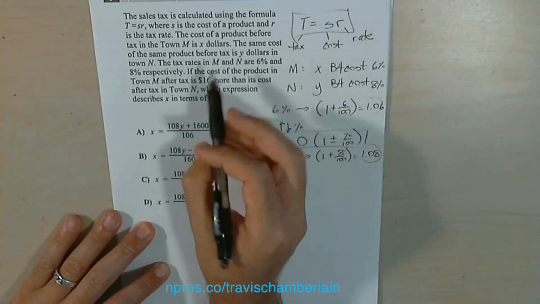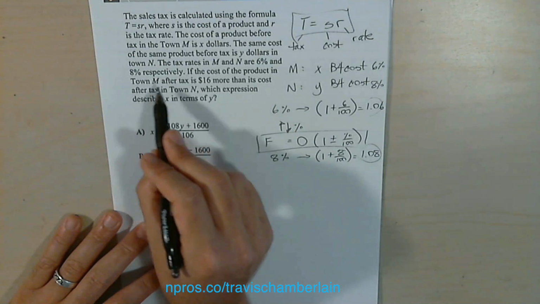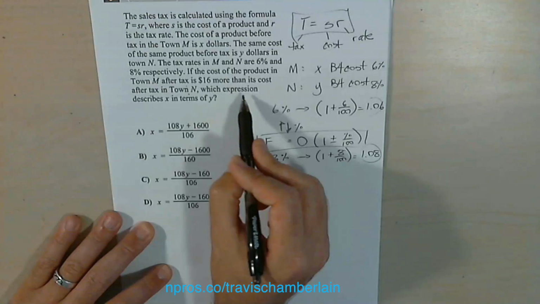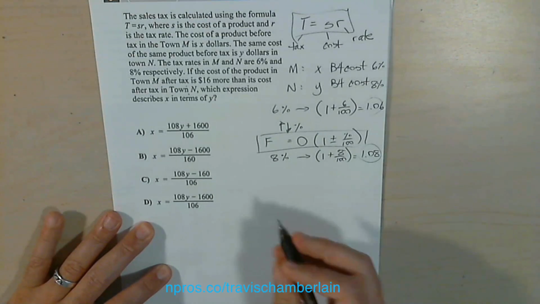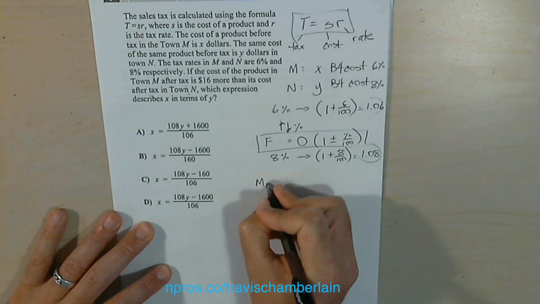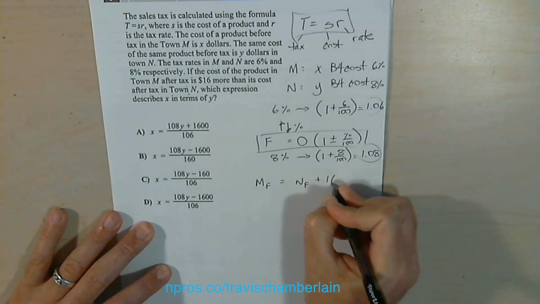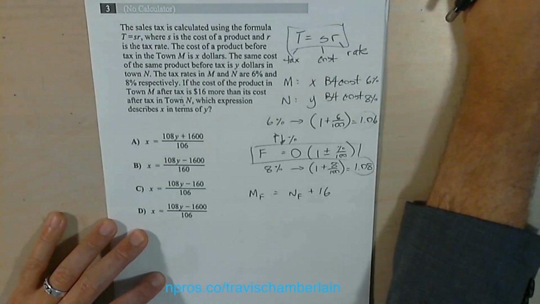The other piece of information they say is that if the cost of the product in town M after tax is 16 more than its cost after tax in town N, then which expression describes X in terms of Y. So what they're saying is that the final cost in town M is going to equal the final cost in town N plus 16. Okay, we have all of our pieces of information.